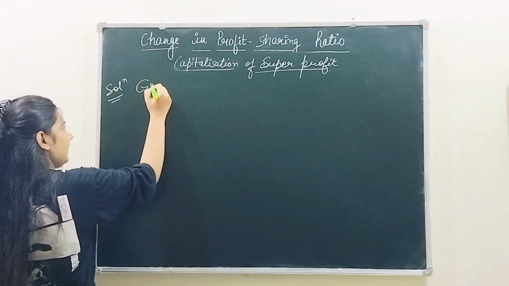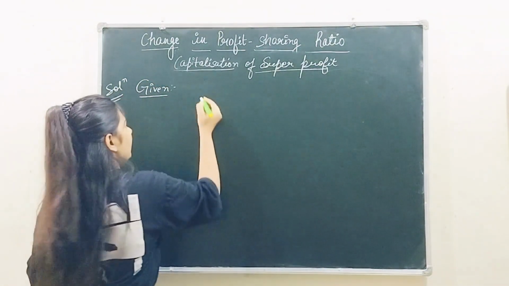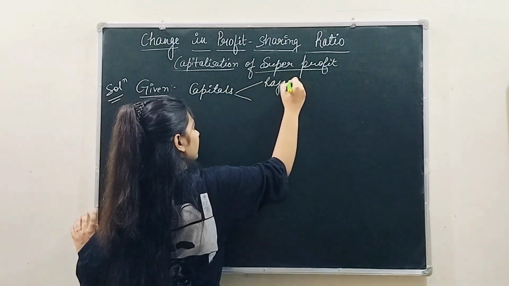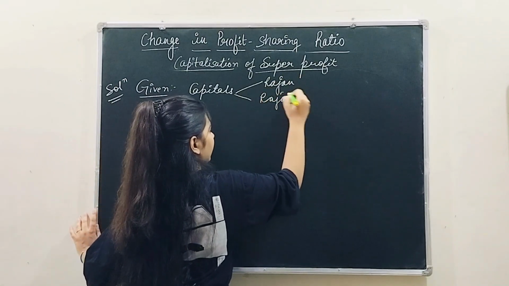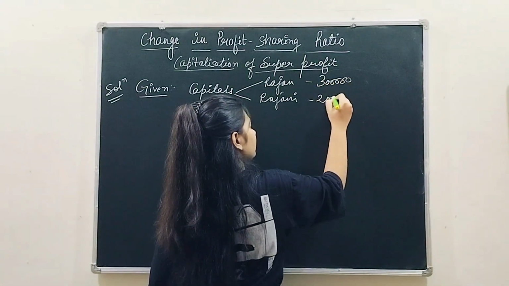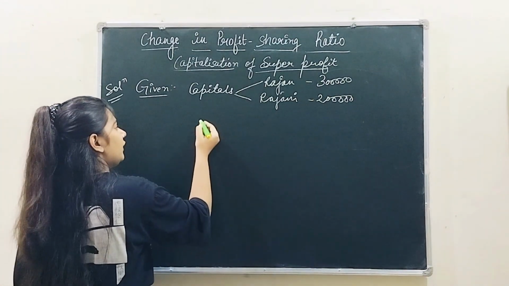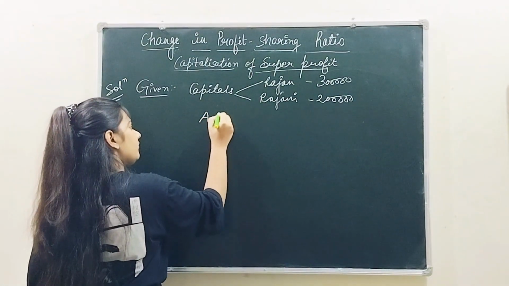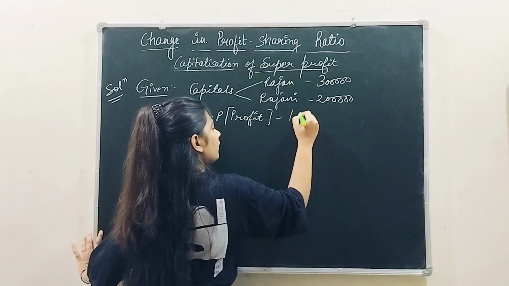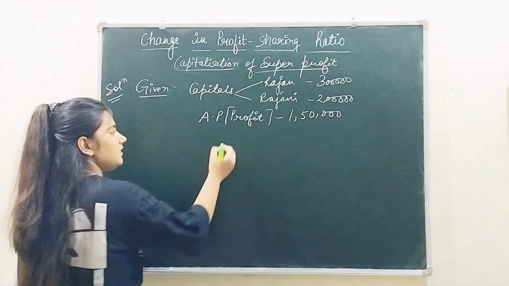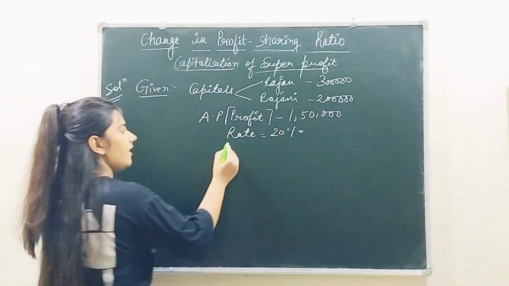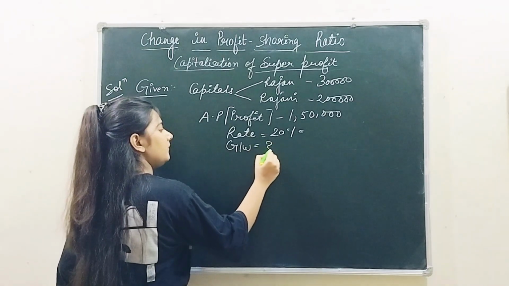First thing, write the given things. You are given the capital of Rajan and Rajni, right? So how much? 3 lakh and 2 lakh. They have given you the average profit, or profit we can say, 1,50,000. Rate of return 20%. And they have asked me to calculate your goodwill.